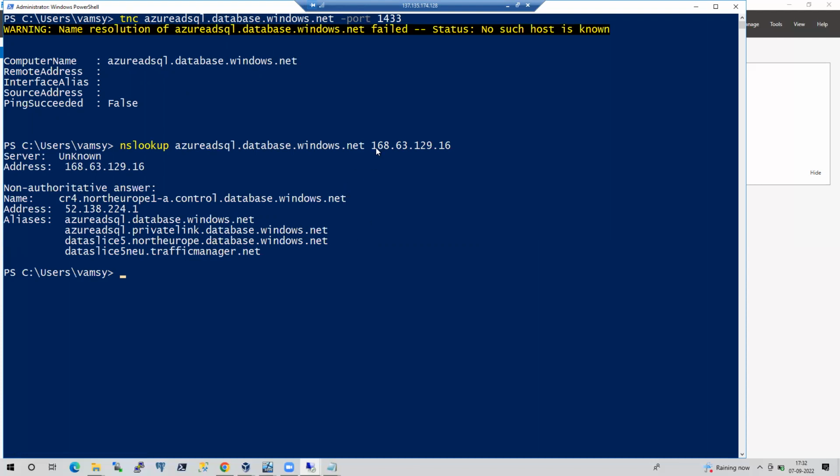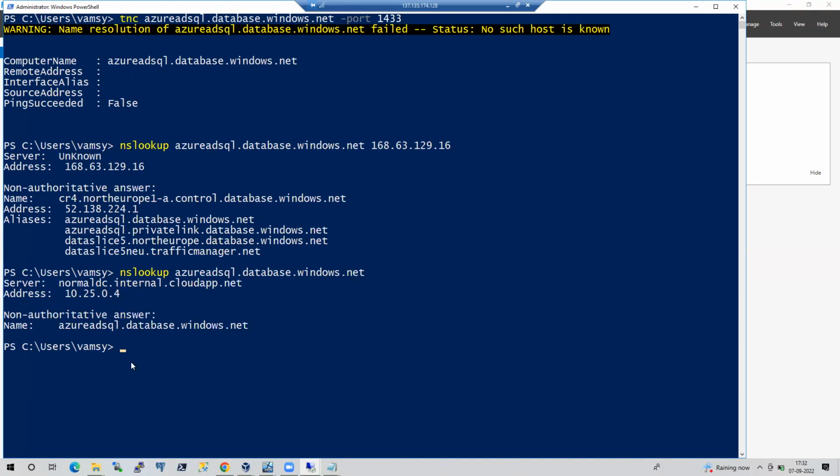So why did I do this? If I don't do this, what will happen? See the results here. I just got Azure AD SQL.database.windows.net, but I'm not getting the private IP. I wanted the resolution with the private IP, and it is not happening. But if I pass the wire server IP, at least I'm getting the results with the public IP.